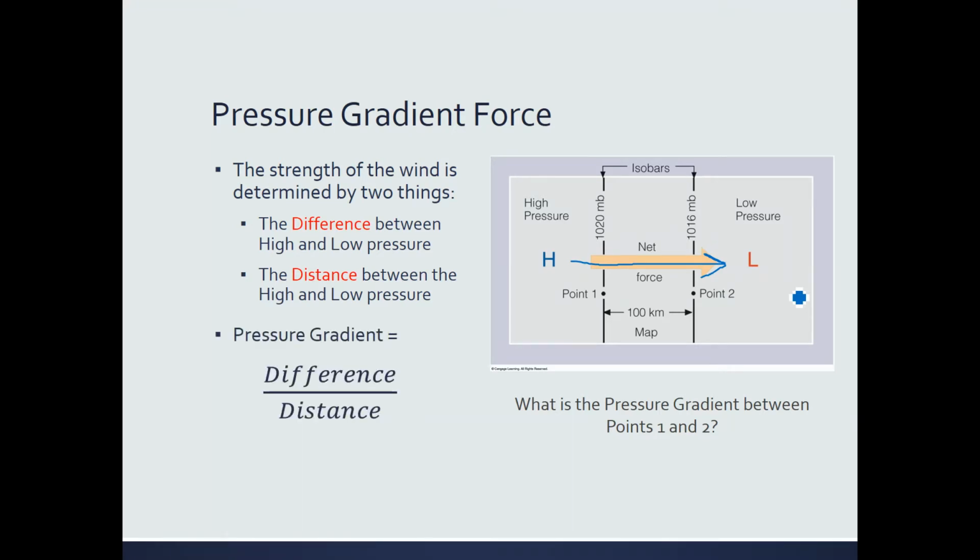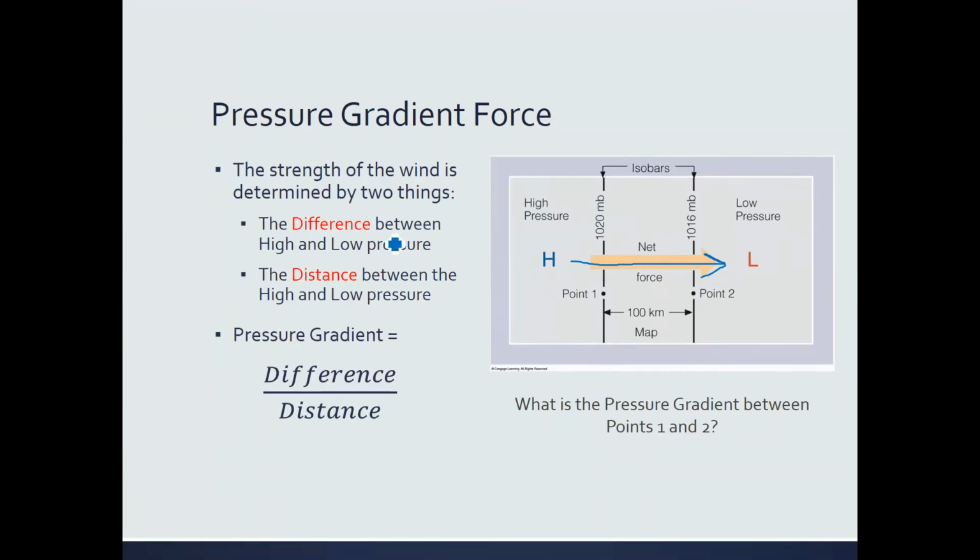Well, there's actually an equation that we can use to calculate the pressure gradient. And the pressure gradient is simply the difference divided by the distance. So here we have a map, and there are two isobars and 2 points. Point 1 is on the 1020 millibar isobar. Point 2 is on the 1016 millibar isobar. And the 2 points are 100 kilometers apart. How can we calculate the pressure gradient force?